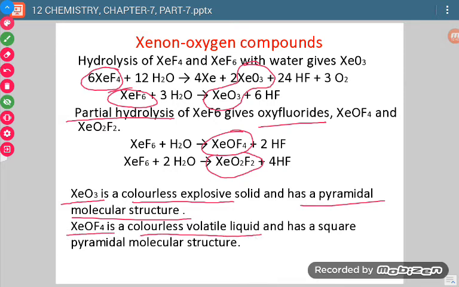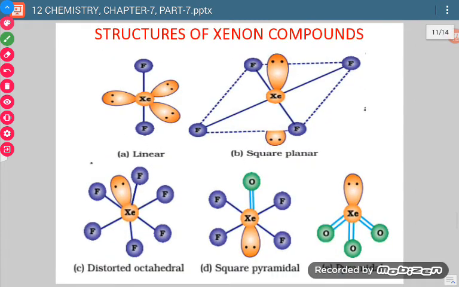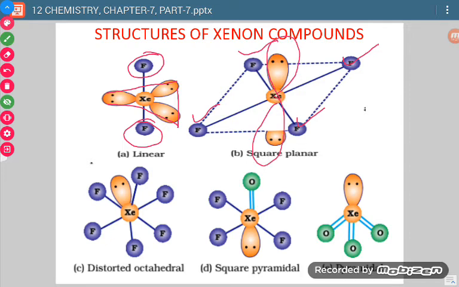a colorless volatile liquid and has square pyramidal structure. Now let us discuss the structures of xenon compounds. Now see, if we talk about XeF2, then Xe has 8 electrons. Out of those 8, 6 electrons are in the 3 corners of the triangle and 2 are one above the triangle, one below the triangle. Similarly, for XeF4, 4 fluorine atoms are at the 4 corners of the square. One is above the square and one is below the square, and this geometry is called square planar geometry.